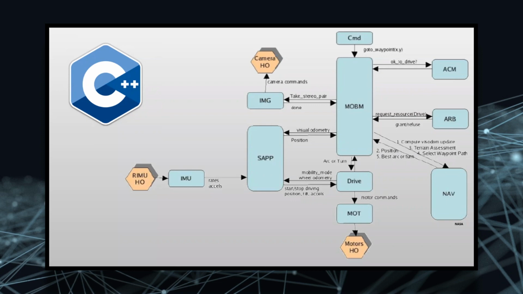This surface navigation software contains modules for stereo vision, for terrain assessment, for local and global waypoint planning, for visual odometry, for wheel slip checking, and keep out zone prediction. And these are all fairly complex modules.